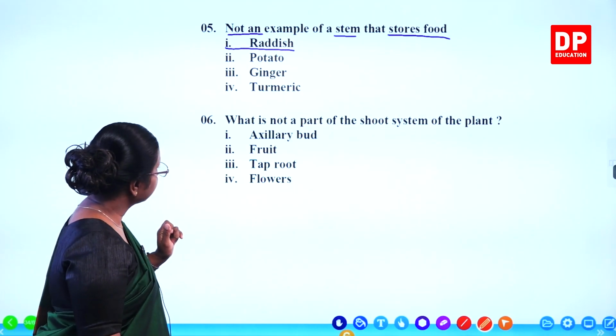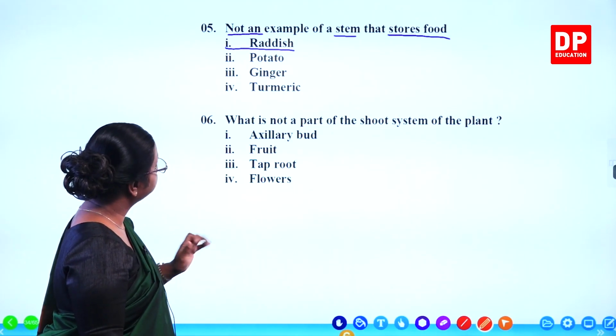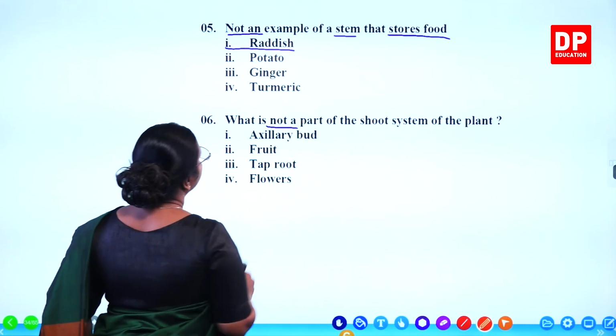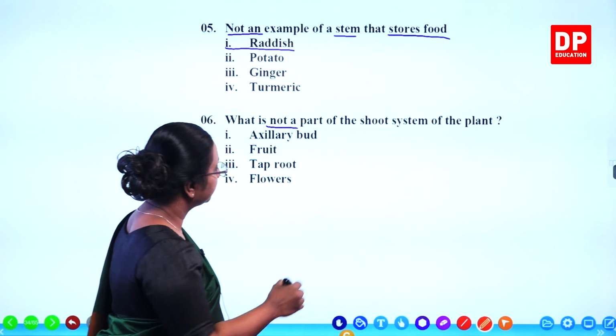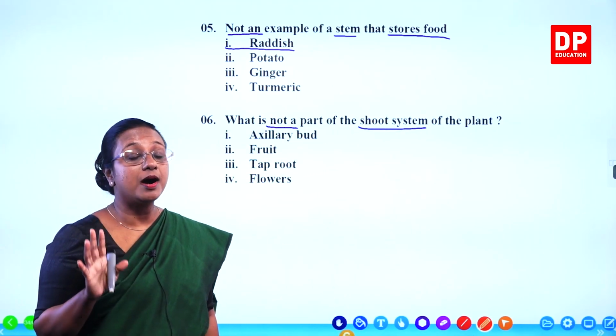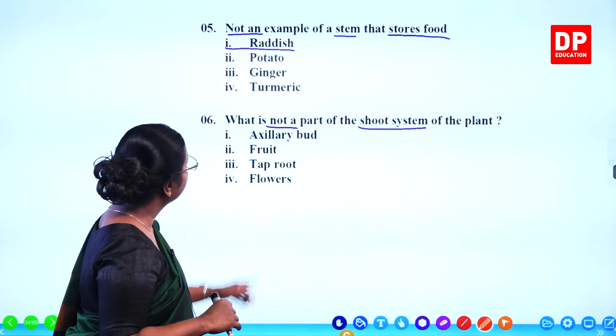So that is the answer. Then the sixth one. What is not a part of the shoot system of the plant? Not a part of the shoot system.